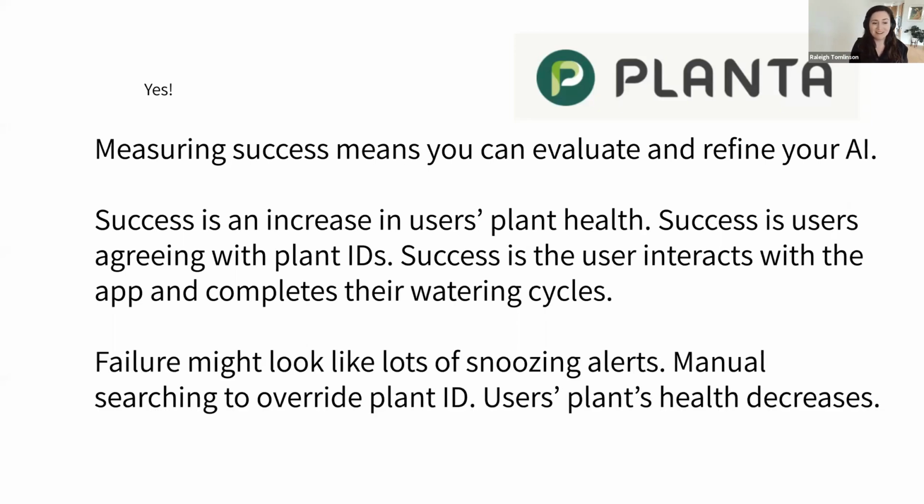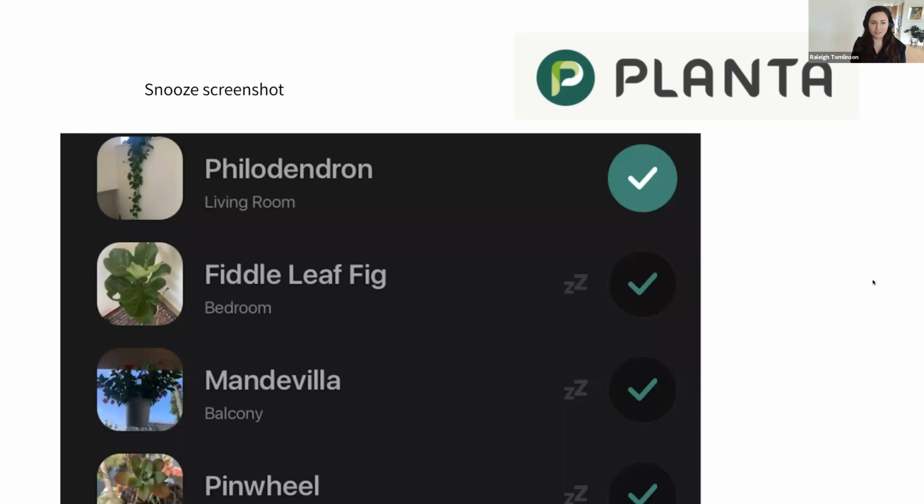What could failure mean? And just to ask that question another way, what is not success? So failure might look like snoozing alerts, I'm not ready to water that, thinking the app is wrong. Maybe it's manual searching to override plants. Maybe it's actually seeing the plants die or their health decrease in various ways. This is a screenshot of the snooze. So you have the chance to water a plant or snooze it, and you could say failure is the user ignoring these messages.